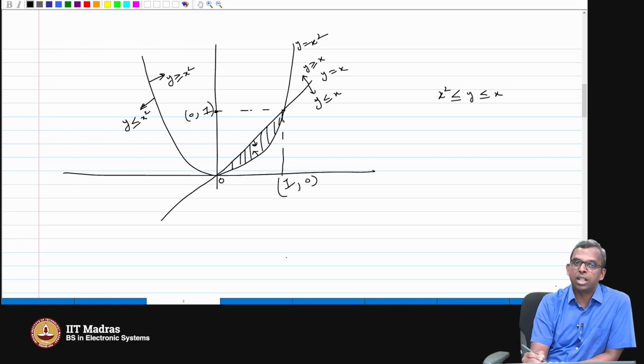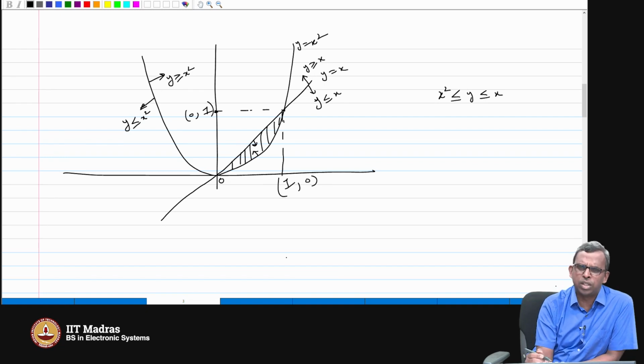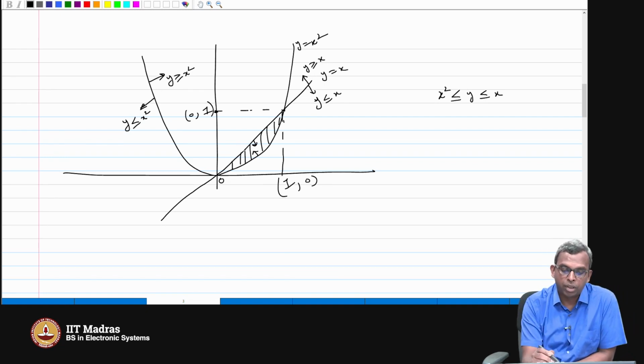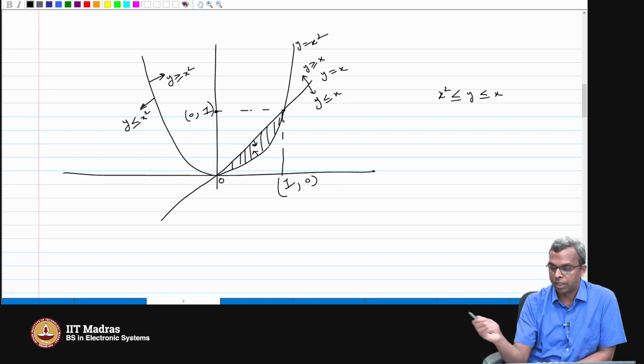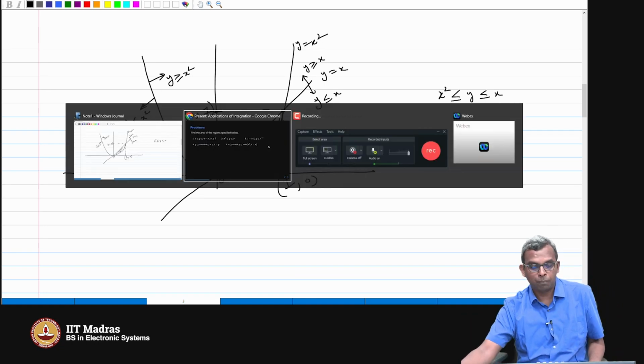So, this is an important skill, drawing these curves. You can use Desmos if you like, and then figuring out these regions. Desmos will give you this very, very easily. I will show you how you can do this in Desmos also. Maybe I should do that right away.